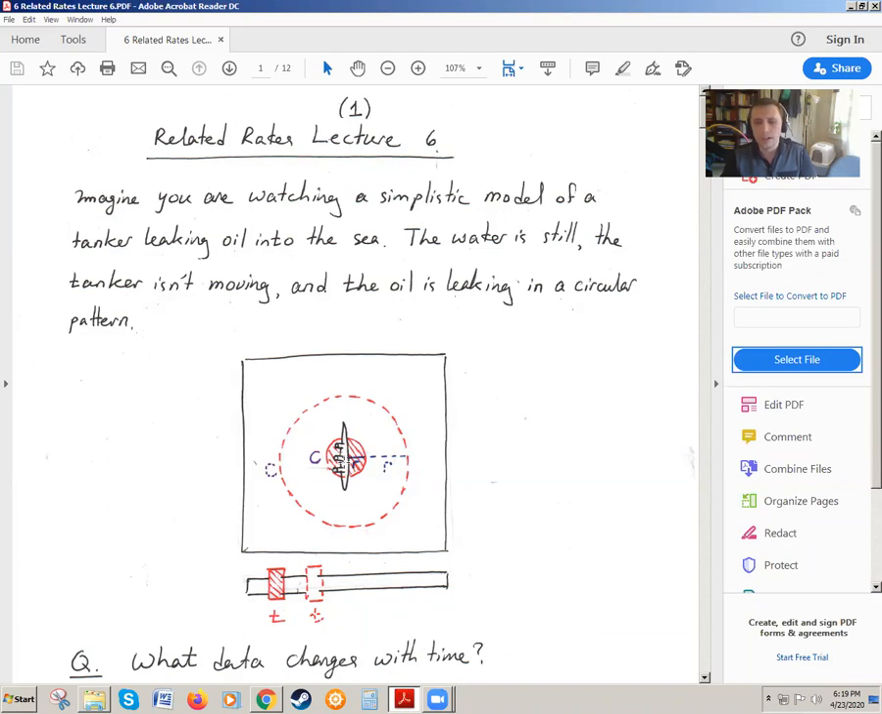Now, the first question is, what data changes with time? Would you go ahead and try to list data that changes with time?